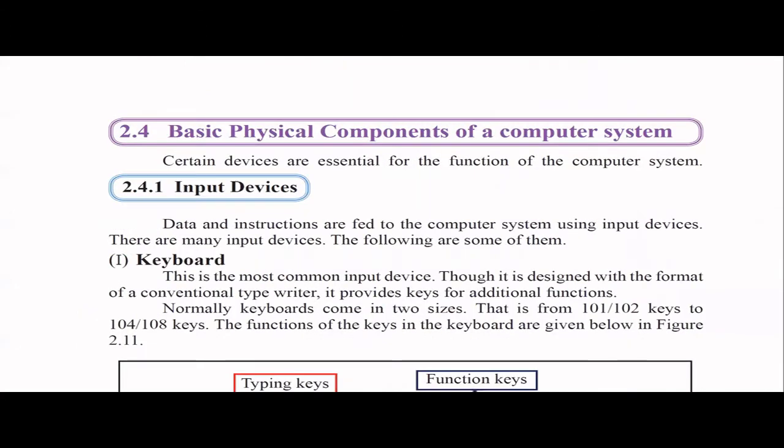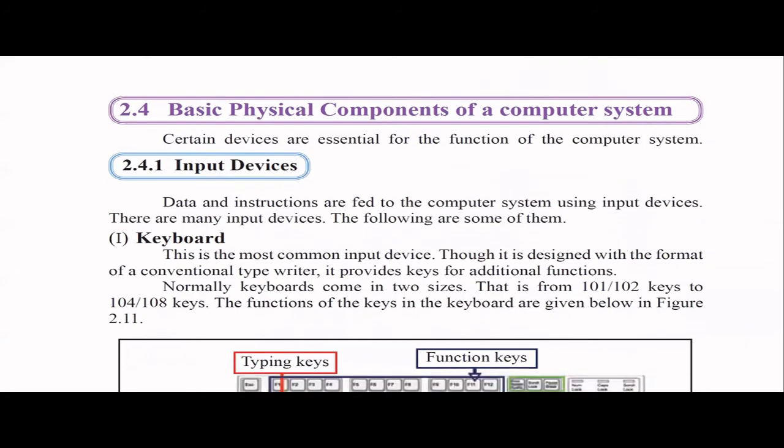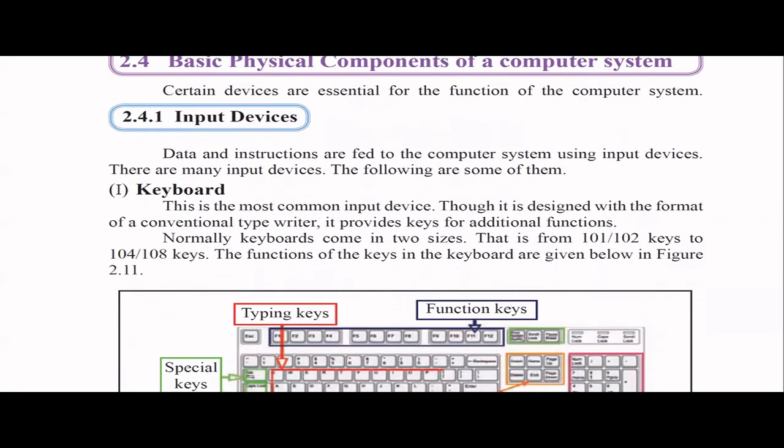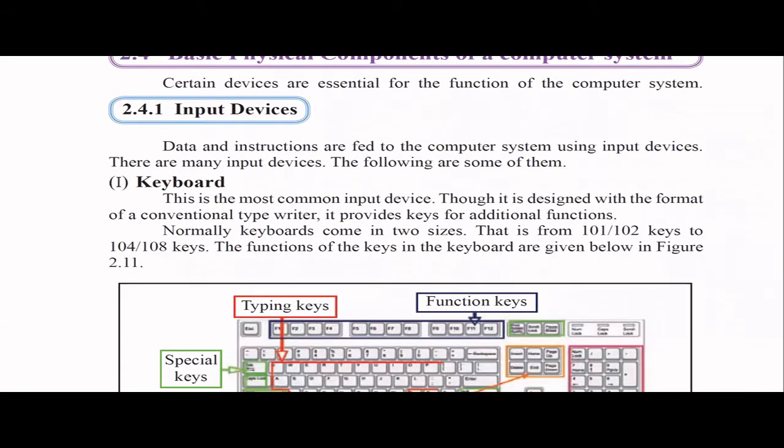Then we are going to talk about basic physical components. Here we are going to learn about input devices, output devices, storage devices, and all these things. For some kids, this may be very easy, and you already know these things, but I will do it from scratch. These are the input devices. Earlier we learned that input devices are used to give data and instructions to the computer. Using these devices, we are feeding data and instructions to the computer system.